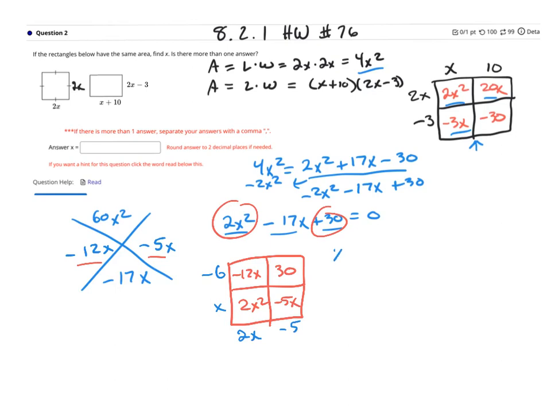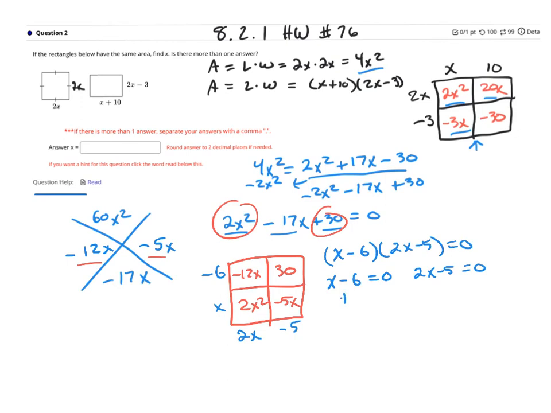So when this factors, it factors into x minus 6 times 2x minus 5 equals 0. So I solve each one of these individually. X minus 6 equals 0. 2x minus 5 equals 0.